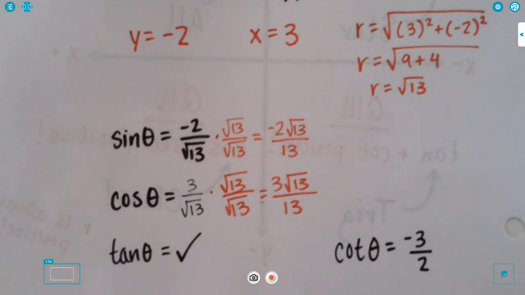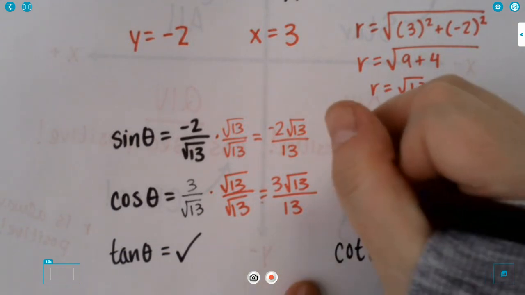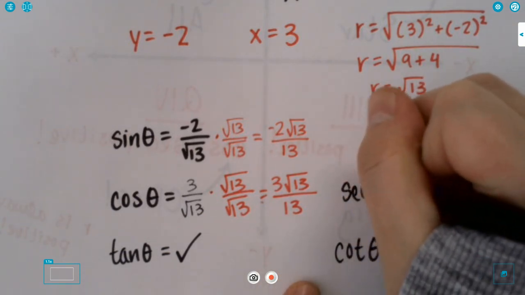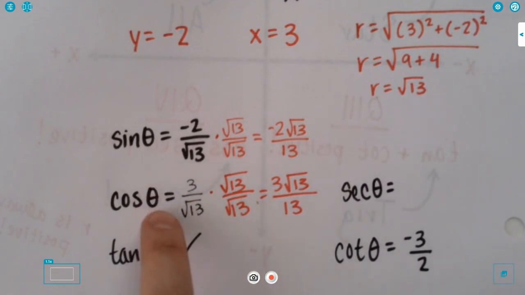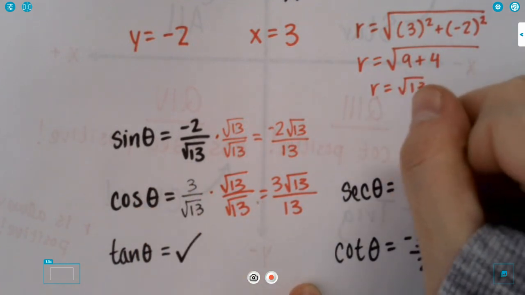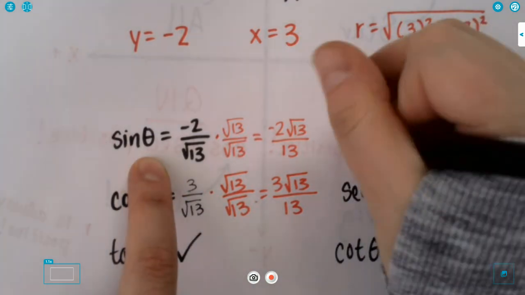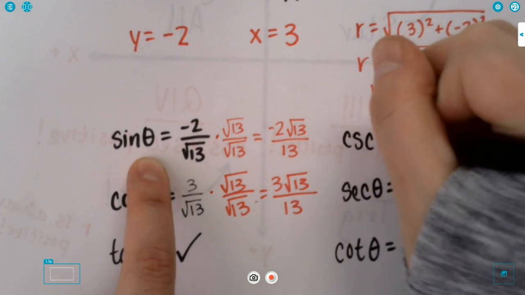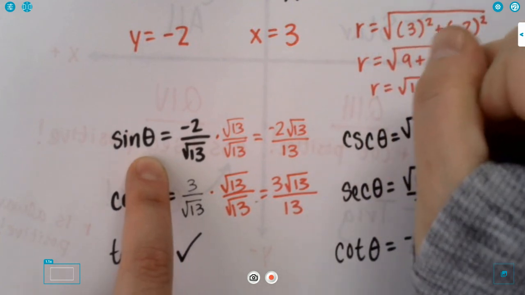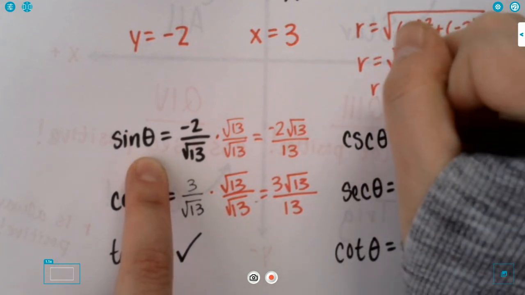Already done tangent. Secant would just be the flip of cosine. Flip it before you rationalize it, so it'd be square root of 13 over 3. And then same with sine. Flip it before you rationalize it for cosecant. Square root of 13 over 2. I'm going to put the negative out in front.